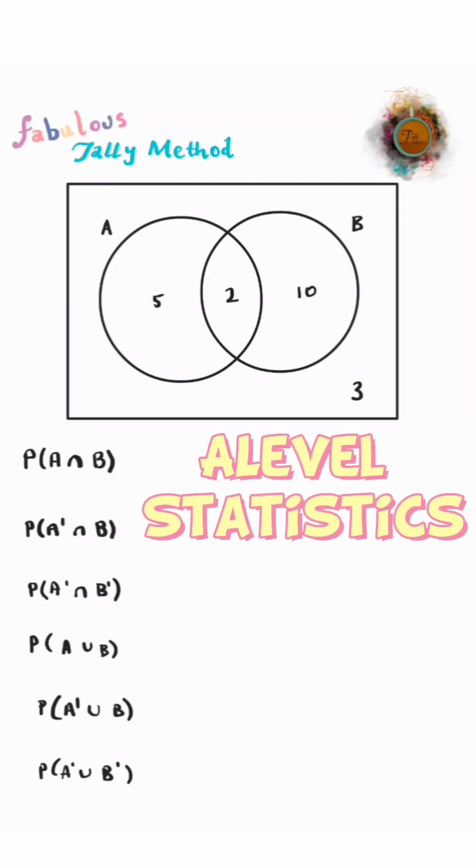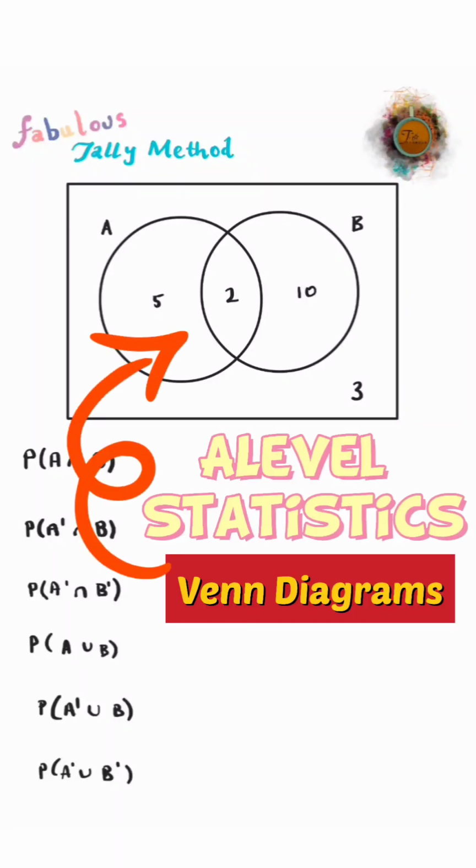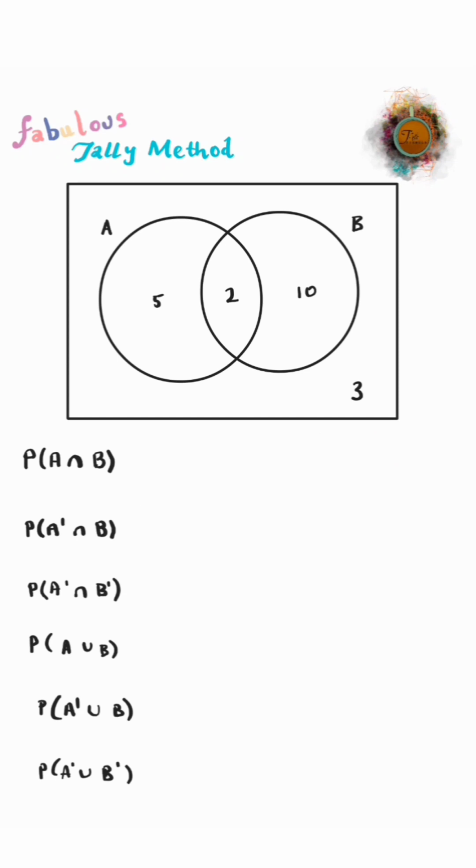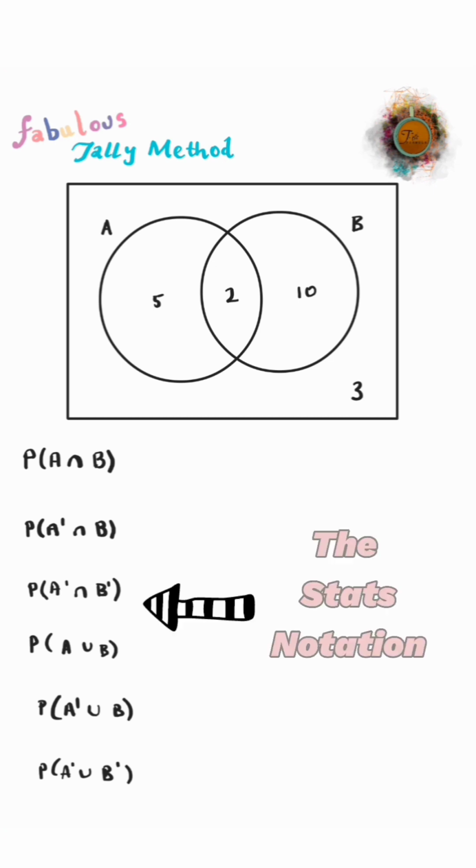When you're studying A-level statistics, you're going to come across Venn diagrams, and you're going to have to be able to identify certain regions on the Venn diagram. You're going to be needed to do this using a statistical notation as below.